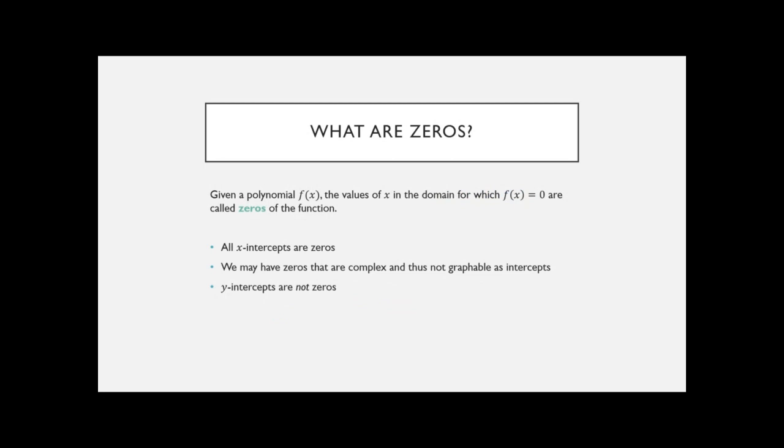We may also have zeros that are complex numbers. So you won't see them on a graph, they're not x-intercepts, but they're still zeros. And y-intercepts are not zeros, because we're looking for specifically where y is equal to 0. So we don't care about where x is equal to 0, though that's potentially what you get when you solve, but we're looking specifically where the function itself is equal to 0. We're solving for x.